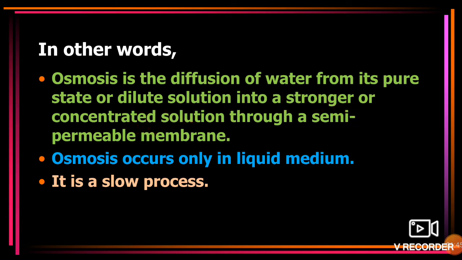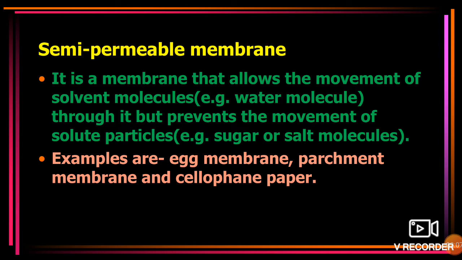Or if you talk about water concentration, from a high amount of water to a lower amount of water. It occurs only in a liquid medium, whereas diffusion was possible in solids, liquids and gases. And it is a very slow process. If you compare the two, diffusion is quite fast compared with osmosis.